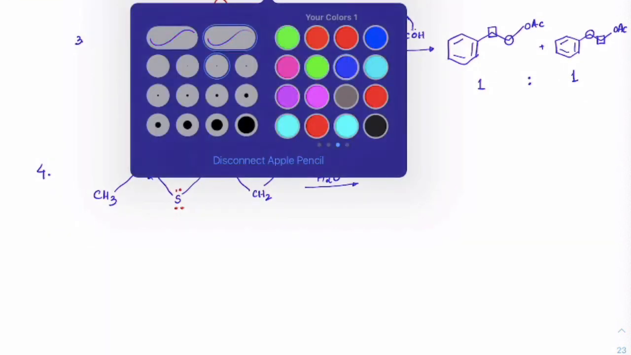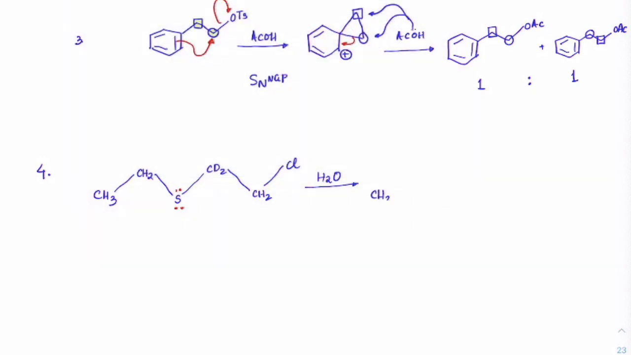Those who are able to do, continue. Those who are not getting it, just check this. Sulfur will make a bond with CD2 here, and the connection is with CH2 here, with positive charge on sulfur. Then H2O can attack on both the sides, and it has equal probability to attack on both the sides here.